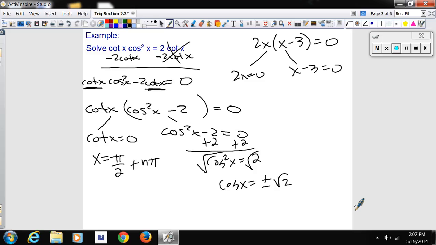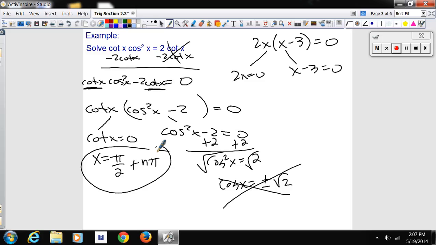Where is the cosine a positive or a negative radical 2? It's not. Why can't cosine be 1.4? It can't be bigger than 1. Cosine has to be 1 or less. So this right here is no solution. Your only answer for that problem is pi over 2 and 3 pi over 2, which you just add in pi and pi over 2 and you'll have them both.